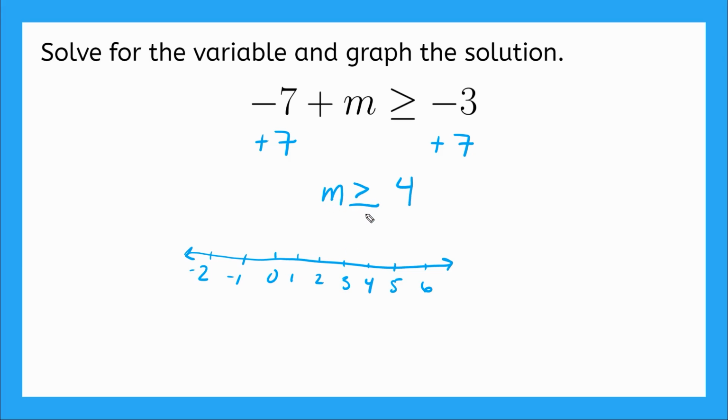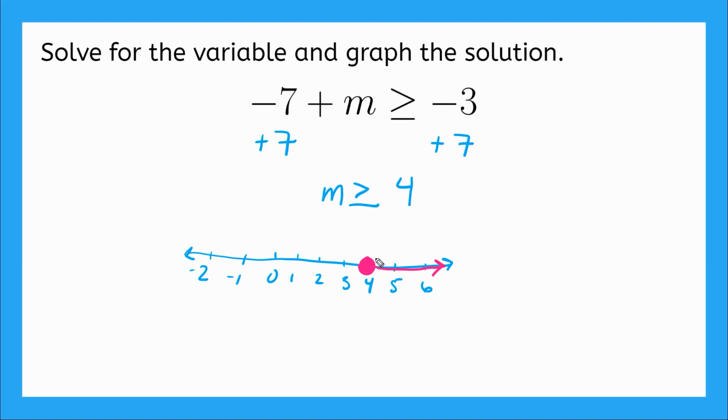It says m is greater than or equal to 4. So that means we're going to draw that circle at 4. Do we fill it in? Yes. Why do we fill it in again? Because 4 is included in our solution set. Now, what direction does our arrow point? Well, m is greater than 4, so that means we include all of the numbers that are greater than 4 or equal to by this filled in circle.